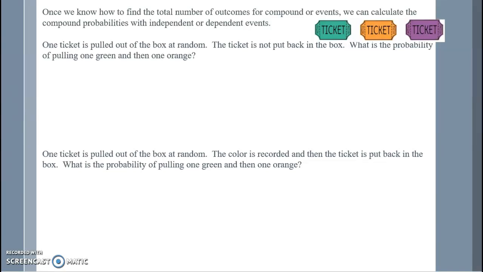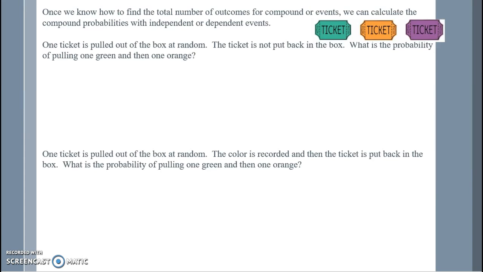Once we know how to find the total number of outcomes for compound events, we can calculate the compound probabilities with independent or dependent events. So let's say we have the following tickets, a green, an orange, and a purple. One ticket is pulled out of the box at random. The ticket is not put back in the box. What is the probability of pulling one green and then one orange?